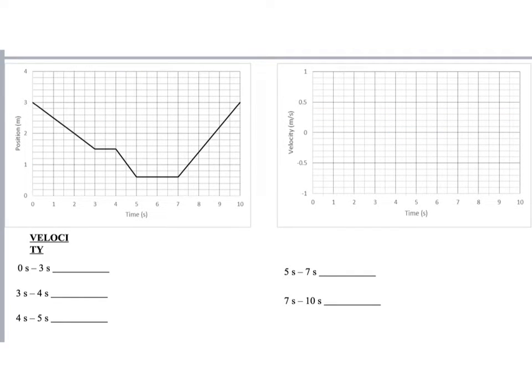Now let's look at the next graph. This one's a little bit more difficult just because it has some negative direction. Now we're going to calculate everything exactly the same way. We look at our end minus our start to get the displacement for each leg of the trip. End minus start. We always do end minus start.